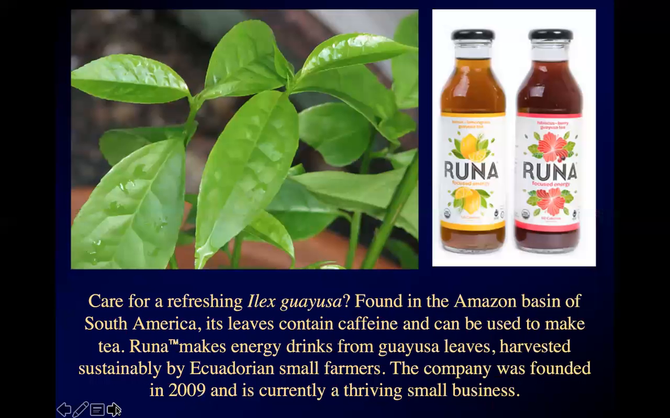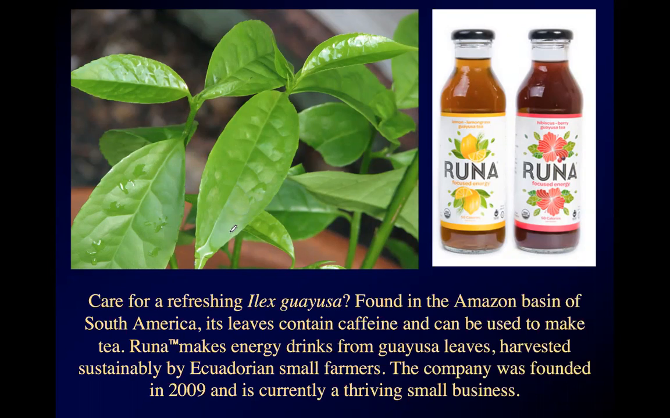We can use biodiversity to create new foods. This is one I saw in Kroger, Salem Road, Kroger, a couple of months ago. The plant on the left grows in South America, and it's called Ilex guayusa, and its leaves are rich in caffeine. And a company called Runa makes energy drinks out of guayusa. They buy their leaves from small farmers in Ecuador. So they're providing a livelihood to thousands of Ecuadorian small farmers.